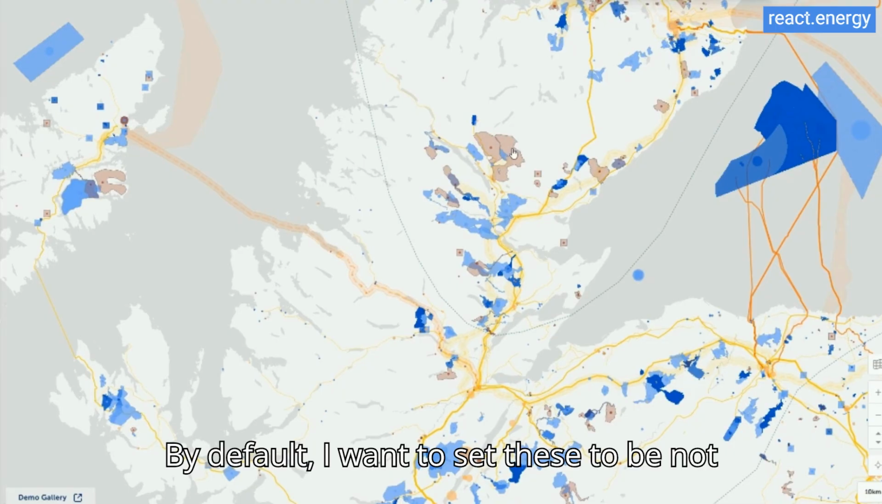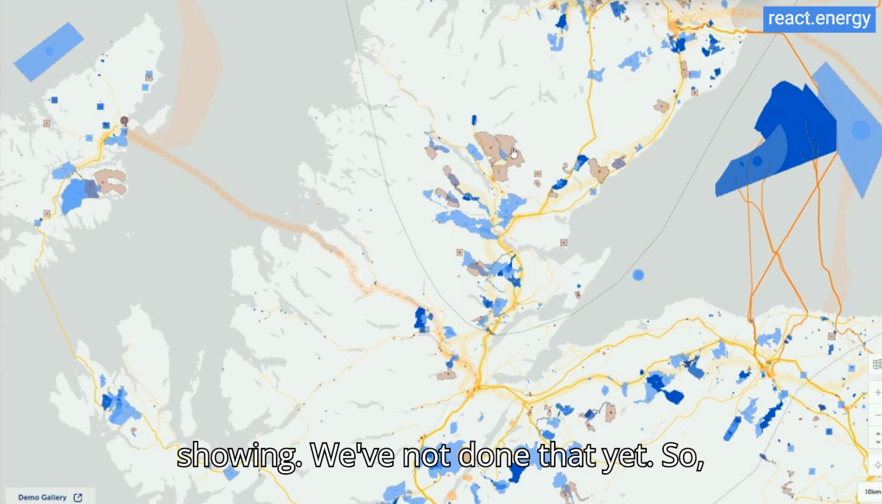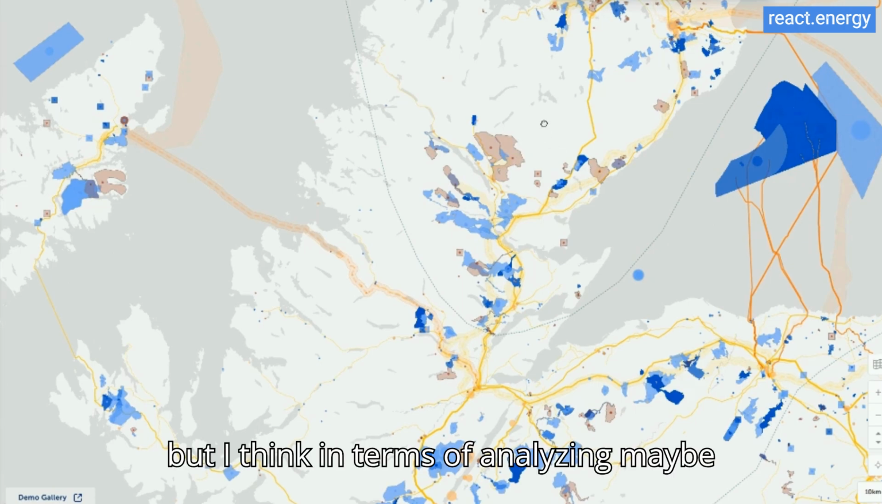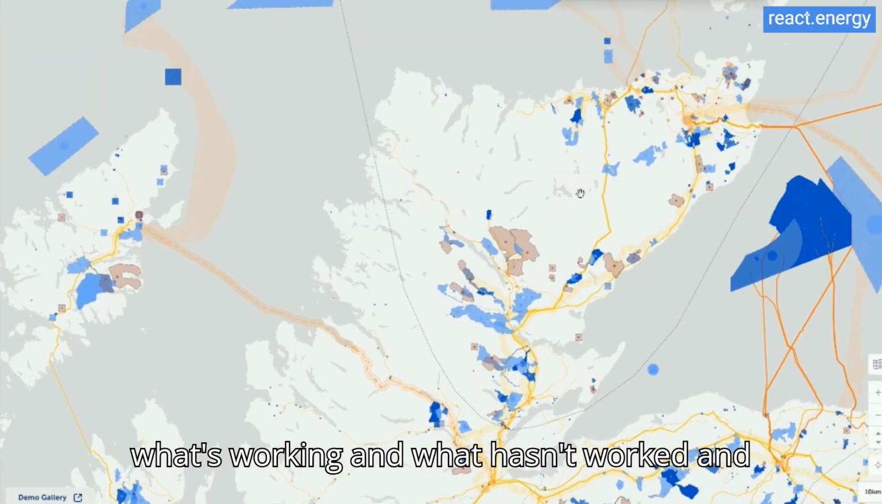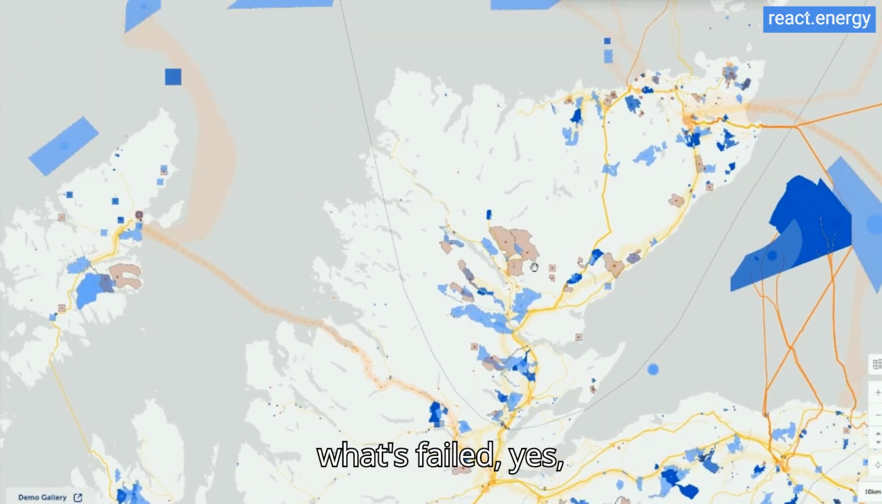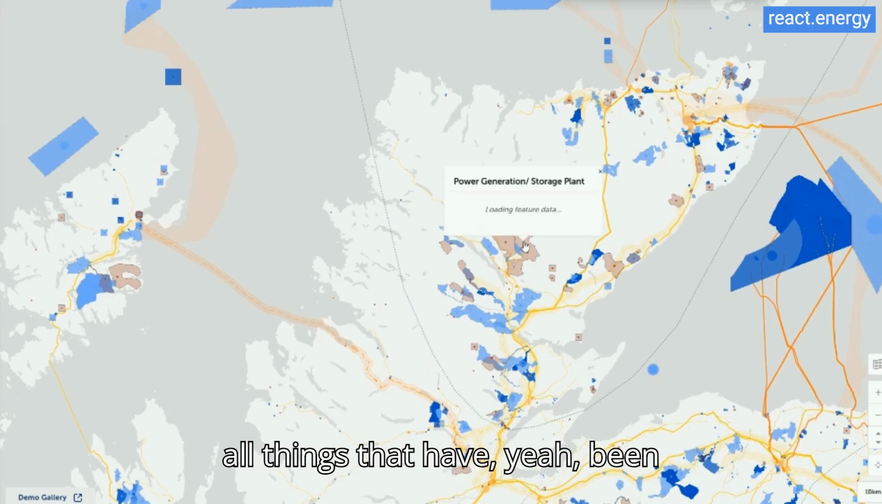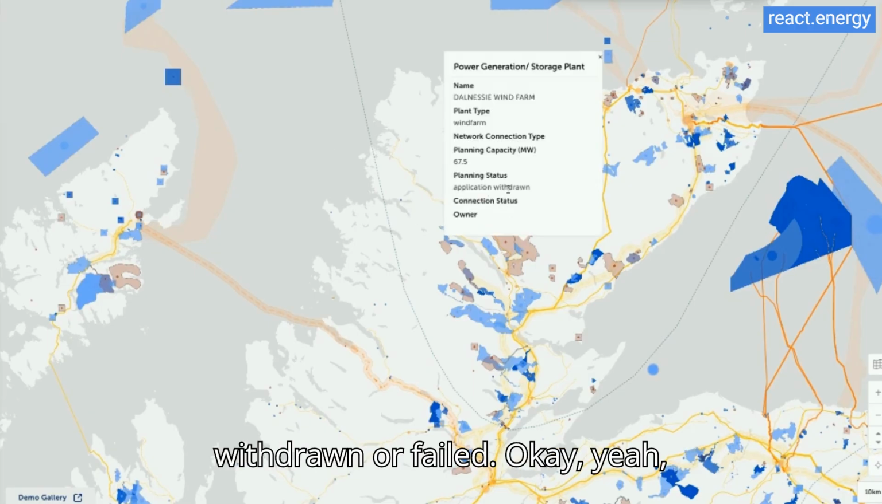By default, I want to set these to be not showing. We've not done that yet. But in terms of analyzing what's working, what hasn't worked and what's failed, it's useful data to have. But I do want to be hiding them by default. You're right, these are all things that have been withdrawn or failed. Okay. Yeah. Thank you.